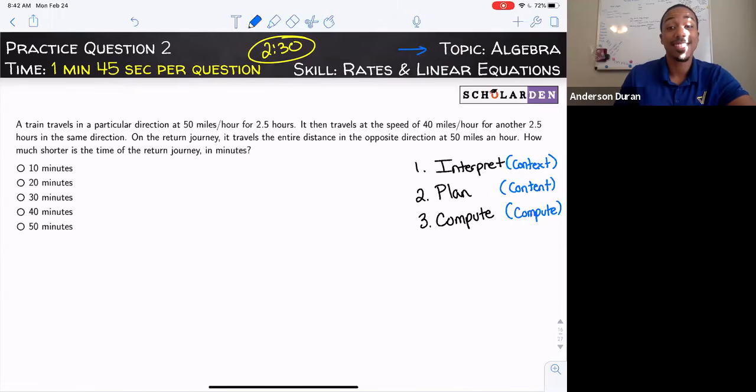All right, we have 30 seconds left. So again, even if you got it right, make sure you know how to explain it appropriately and correctly.